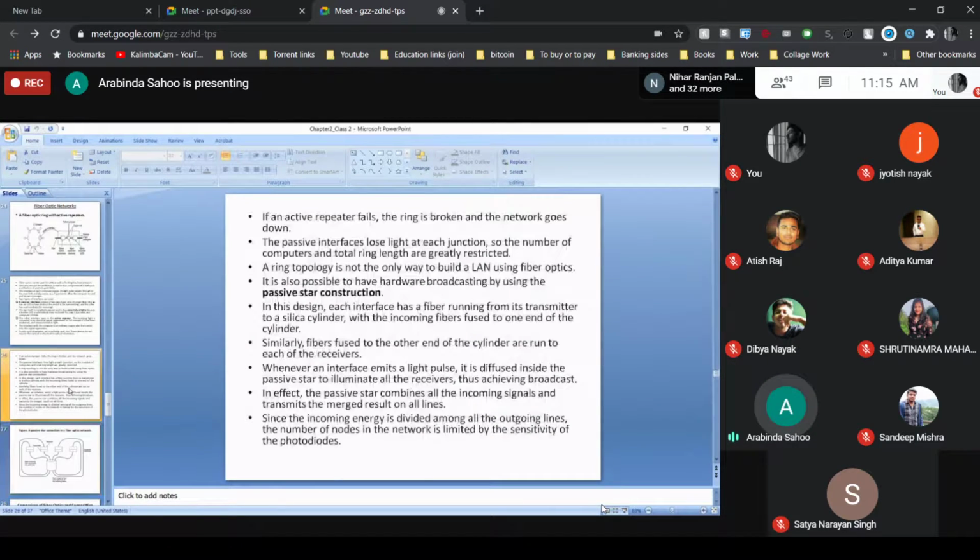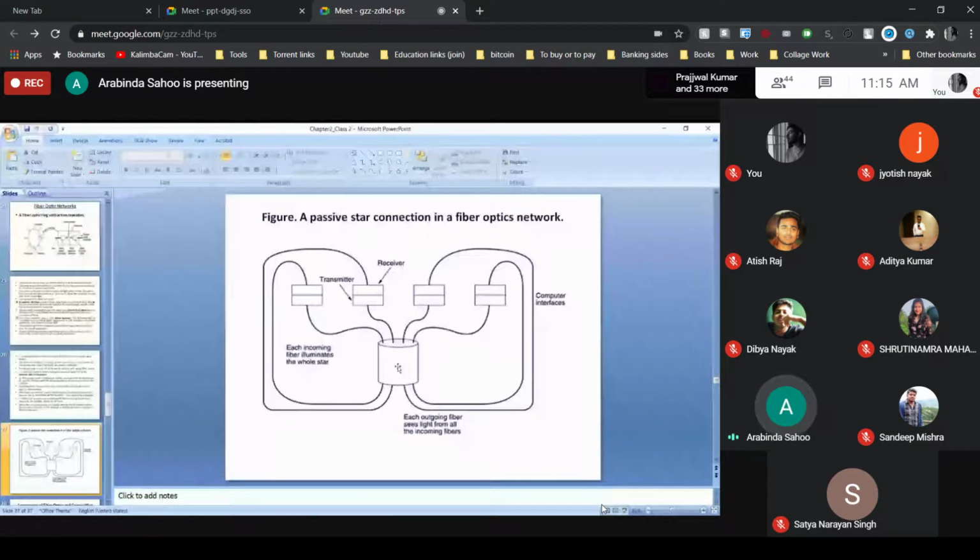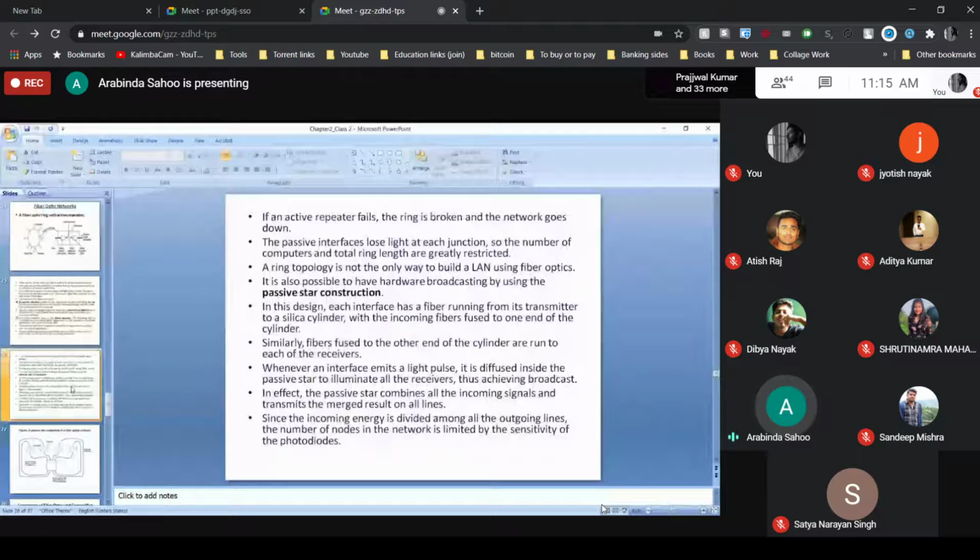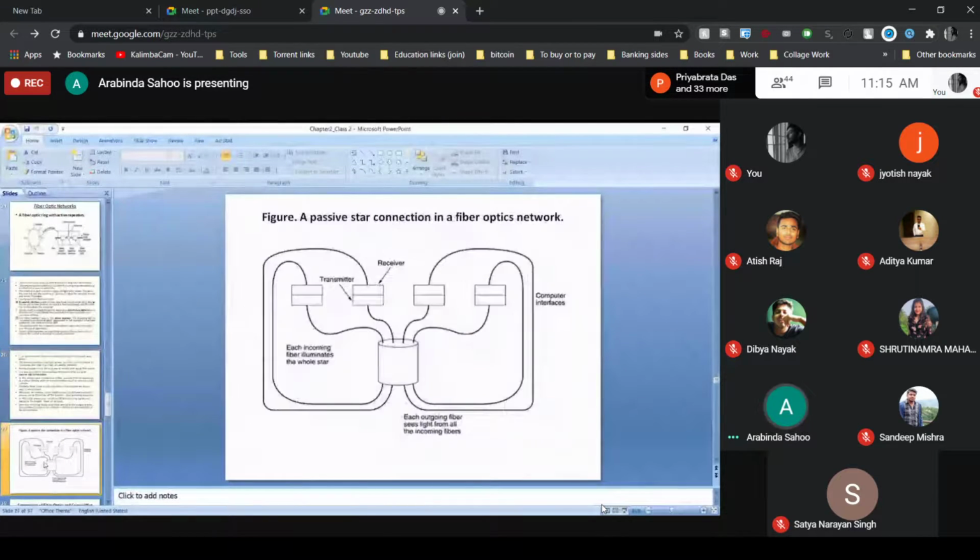In this design, each interface has a fiber running from a transmitter to a silica cylinder, with the incoming fibers fused to one end of the cylinder. Suppose these are your incoming fibers, which are fused to this cylinder.